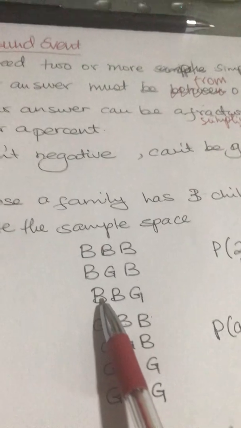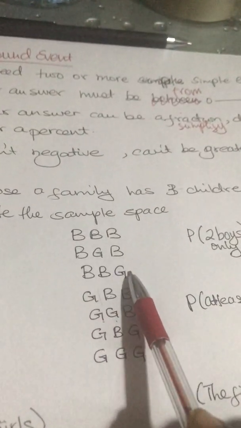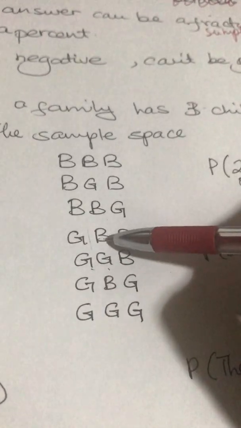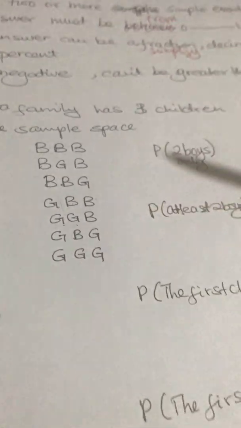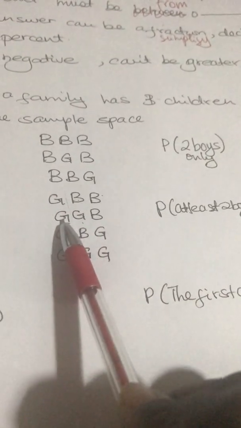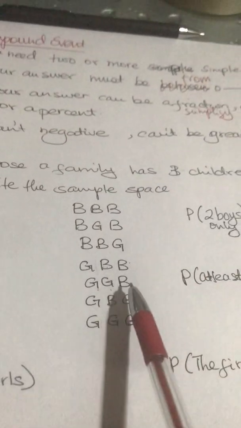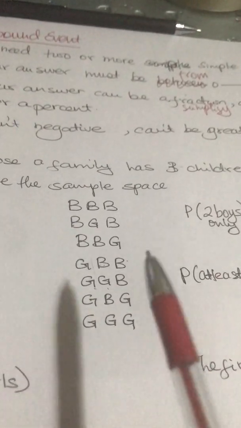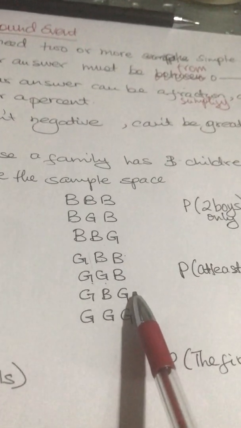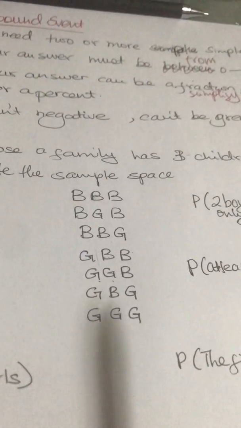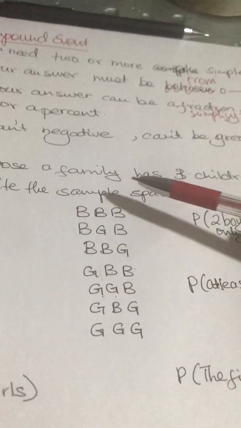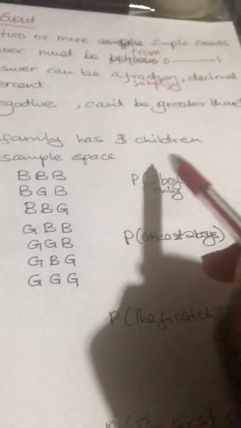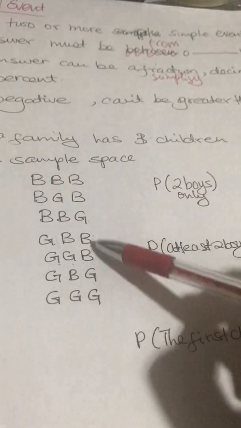So the first child is a boy, the second child is a boy, and the last child is a girl. Or the girl is the first child, second child is a boy, the third child is a boy. Or you have the first child is a girl, the second child is a girl, and the third child is a boy. Or you have a girl, followed by a boy, followed by a girl. Or all the children are girls. So any one of these is a possibility in this family. So if you have 3 children, this is your sample space.